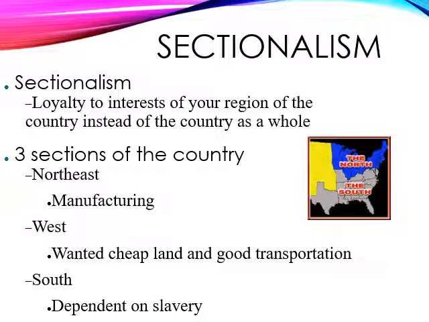And so really there were three kind of areas that have different goals, and one of them was the Northeast, and the Northeast was all about manufacturing. They wanted their factories to be good, and they wanted to keep trade open with the countries of Europe. And they also, many of them were against slavery. In the West, they didn't care about slavery, they didn't care about any of that. All they wanted was cheap land so that they could build their farms up and good transportation. They wanted more roads, more canals, all that kind of stuff. And then in the South, their big dependence was on slavery. And so slavery was the most important thing to them.